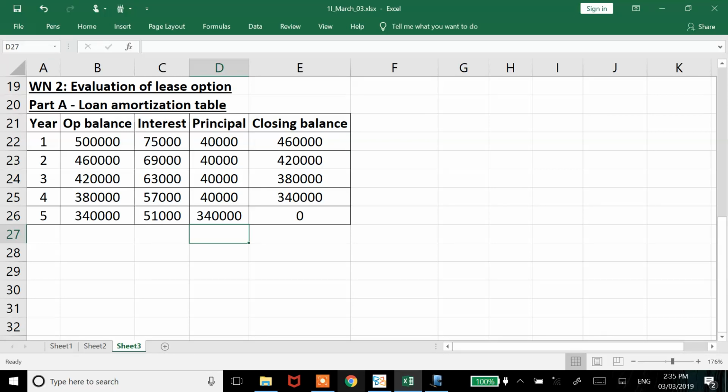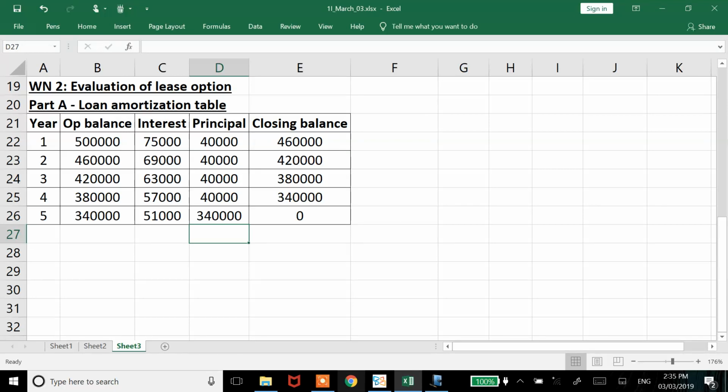Next point, annual lease rent adjustment is equal to 5 lakhs into 40% divided by 5 years, which is 40,000. Any doubts in this?